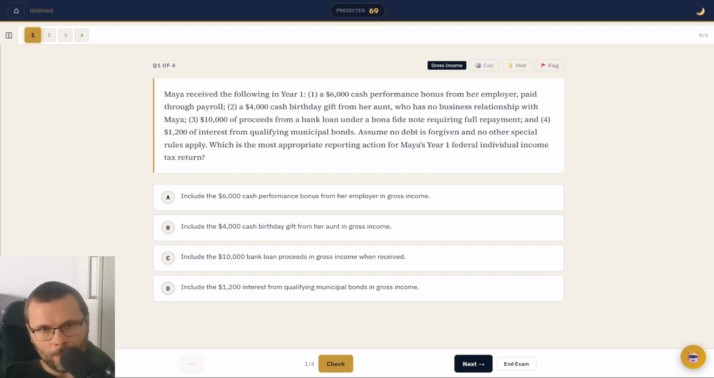10,000 of proceeds from a bank loan from a bona fide note requiring full repayment. This is a balance sheet transaction. There's no income here. You've got 10,000 liability, 10,000 cash, no income because you're expected to repay in full. And the last one, 1,200 of interest from a qualifying municipal bond. Muni bonds, if they're qualifying, are exempt, so they wouldn't go here. So the answer is A.